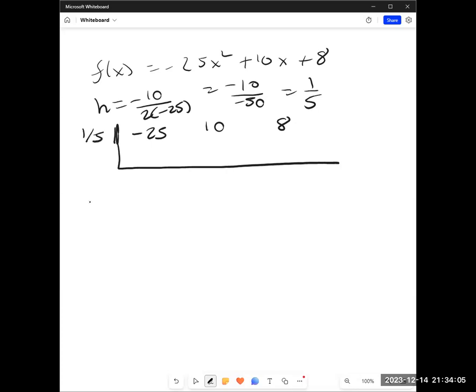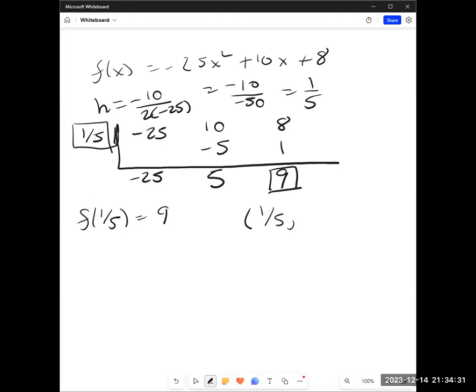I'm going to write down the 1/5 here. Negative 25 times 1/5 is negative 5. And then that's 5. 5 times 1/5 is 1. And the answer is 9 for what f of 1/5 is. So that means that my vertex is at 1/5, comma 9.